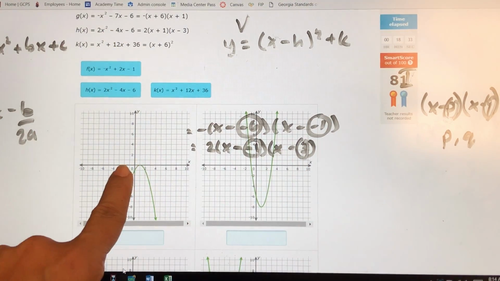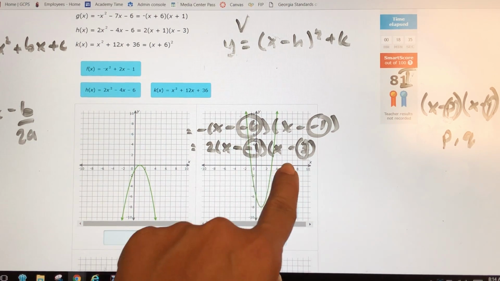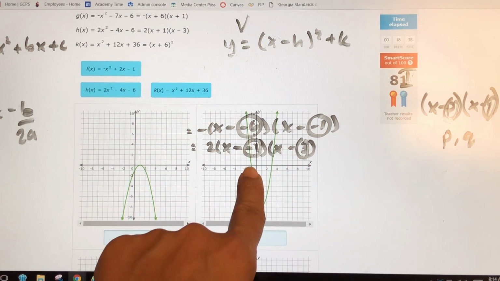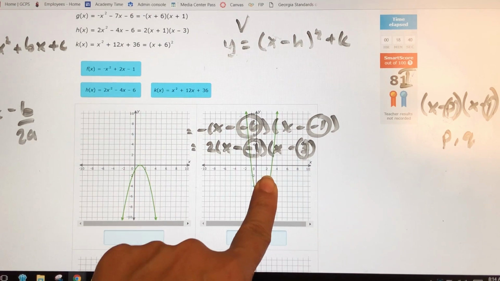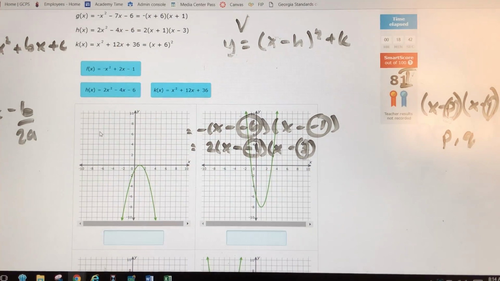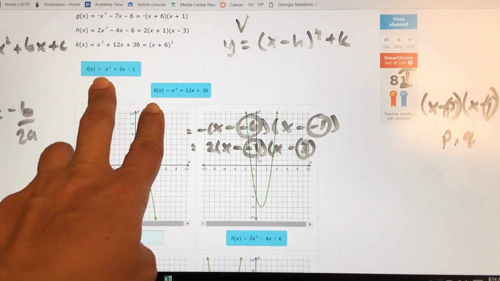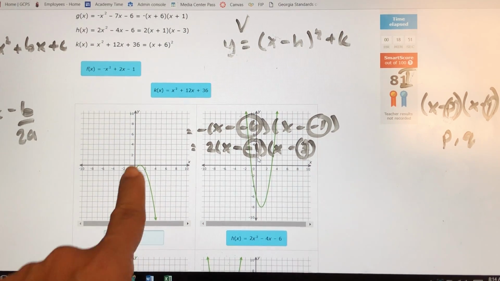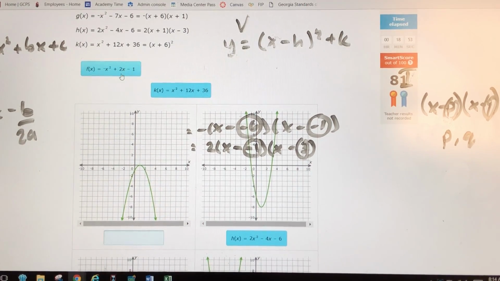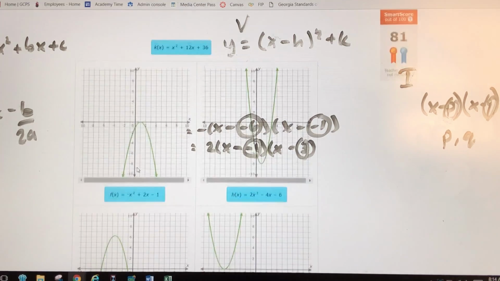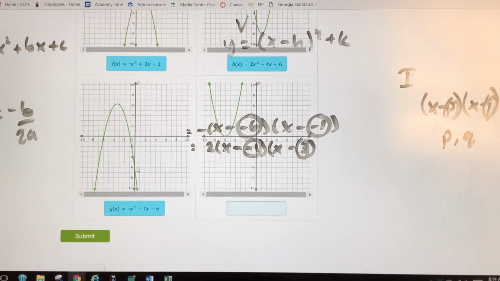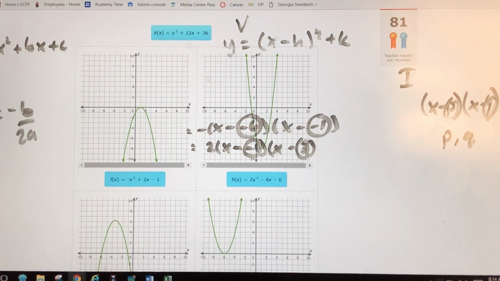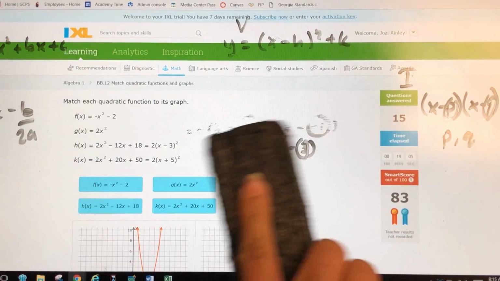Negative 1, negative 3. So negative 1, nope, negative 1. Oh, negative 1, positive 3. So this one is my h of x. And oh gosh, look, I can cheat, right? Because one's positive, one's negative. So the negative one goes with this because it's down. My positive one goes with whatever is left over there. So the great thing about multiple choice is you can kind of cheat your way through, or I don't want to say cheat, but you know, kind of use your common sense.